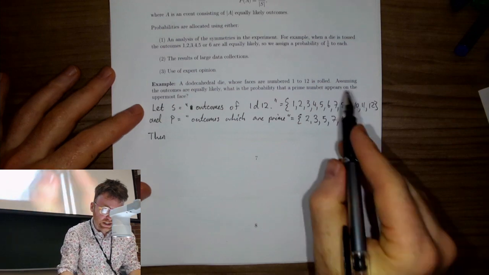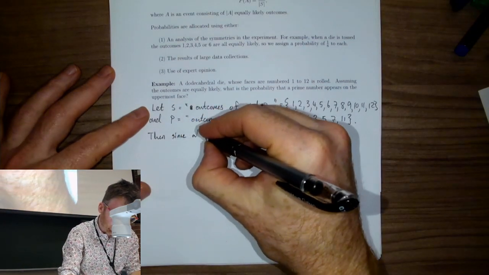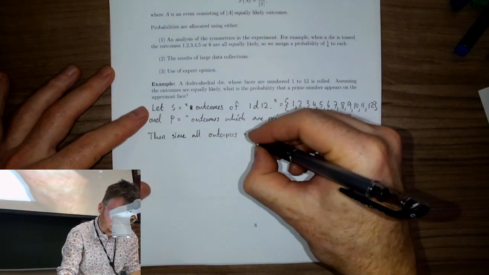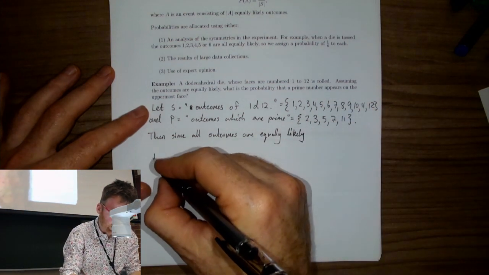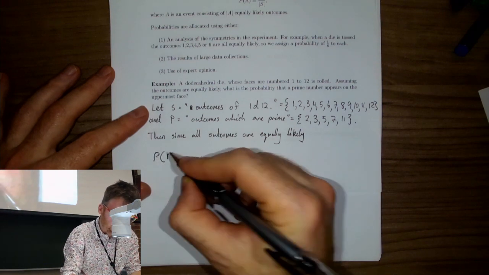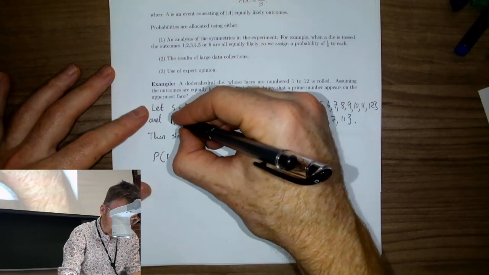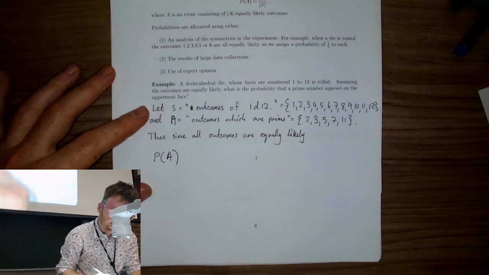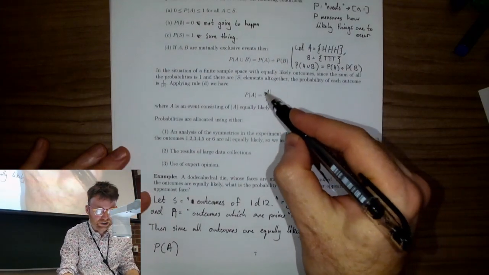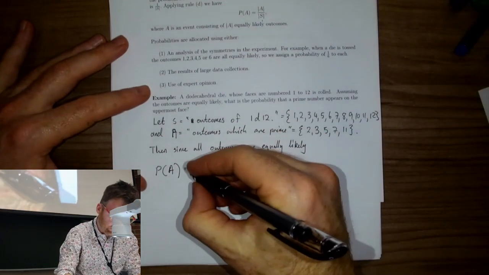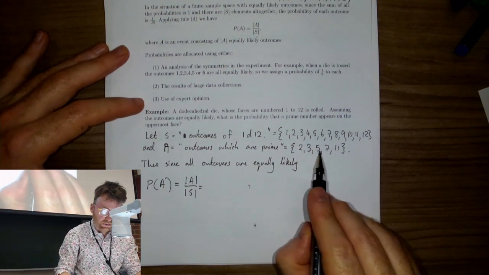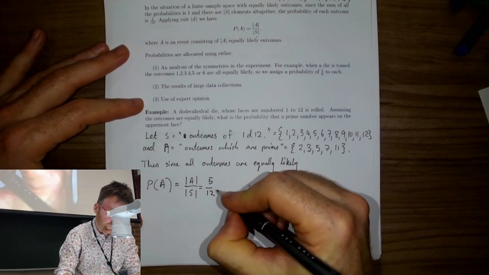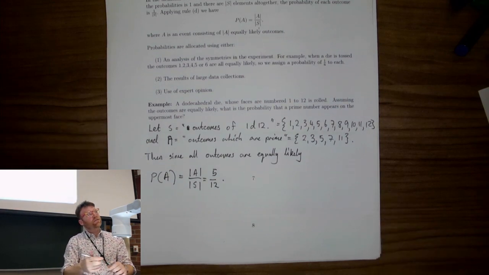Then assuming all outcomes are equally likely, the probability of... I shouldn't have called it P, too bad. Can I call it A? I'll call it A, just to distinguish that P from that one. Since all outcomes are equally likely, we just employ this counting procedure, which is going to be the size of A over the size of the sample space, which is 1, 2, 3, 4, 5 over 12. The probability that the dice roll is prime is 5/12.